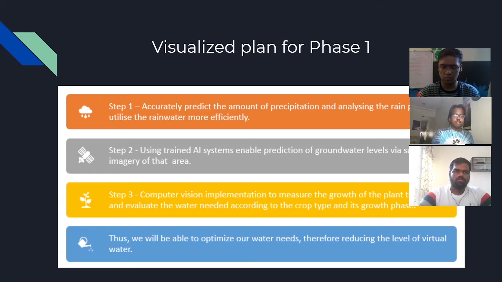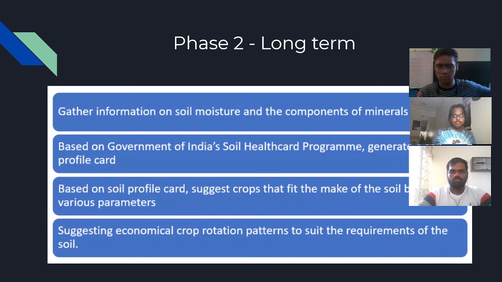And therefore we'll be reducing the level of need of virtual water. Right. For phase two, we'll be gathering information on the soil, especially the soil moisture, the components of soil, etc. We'll be calling this soil profiling, and based on Government of India's soil health card program, we'll be generating a soil profile card. It's quite similar to what is there now.